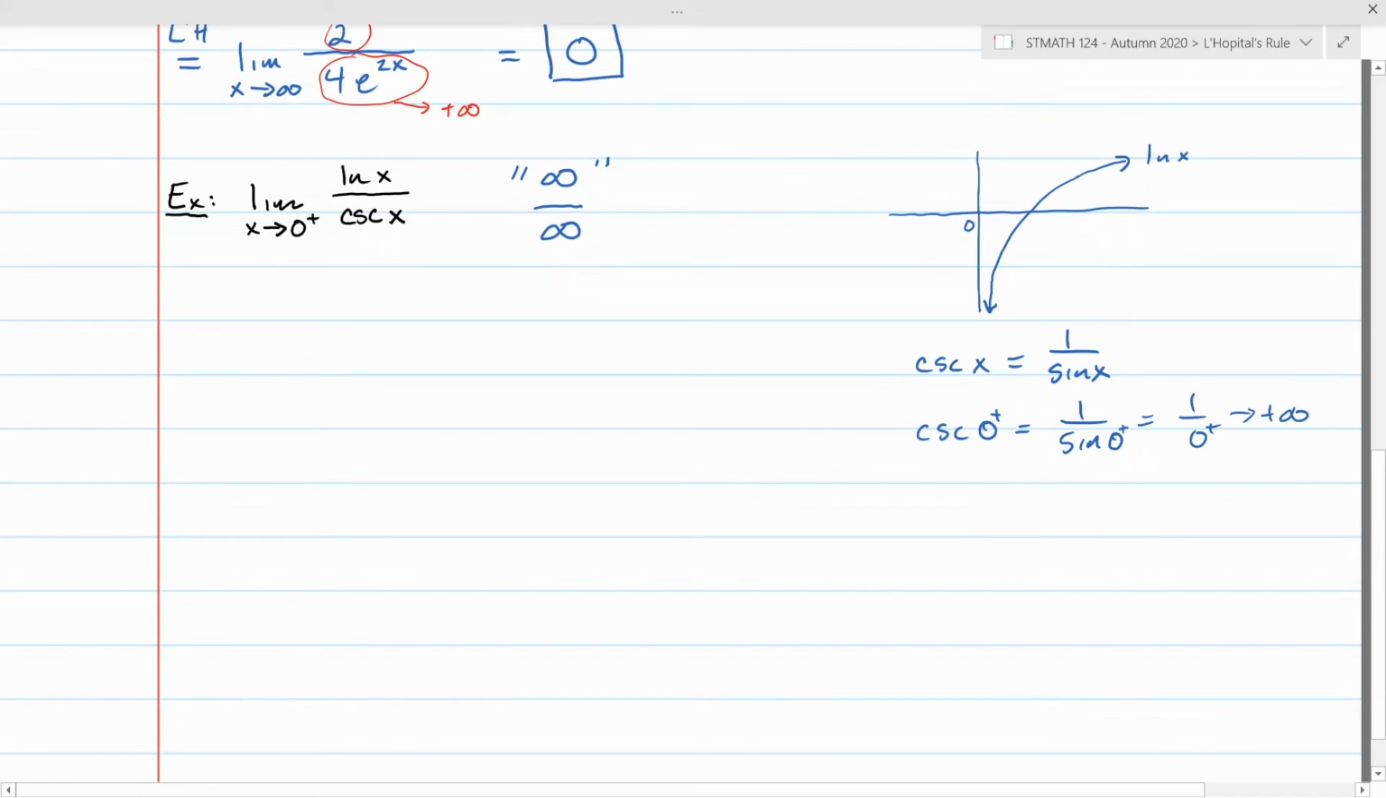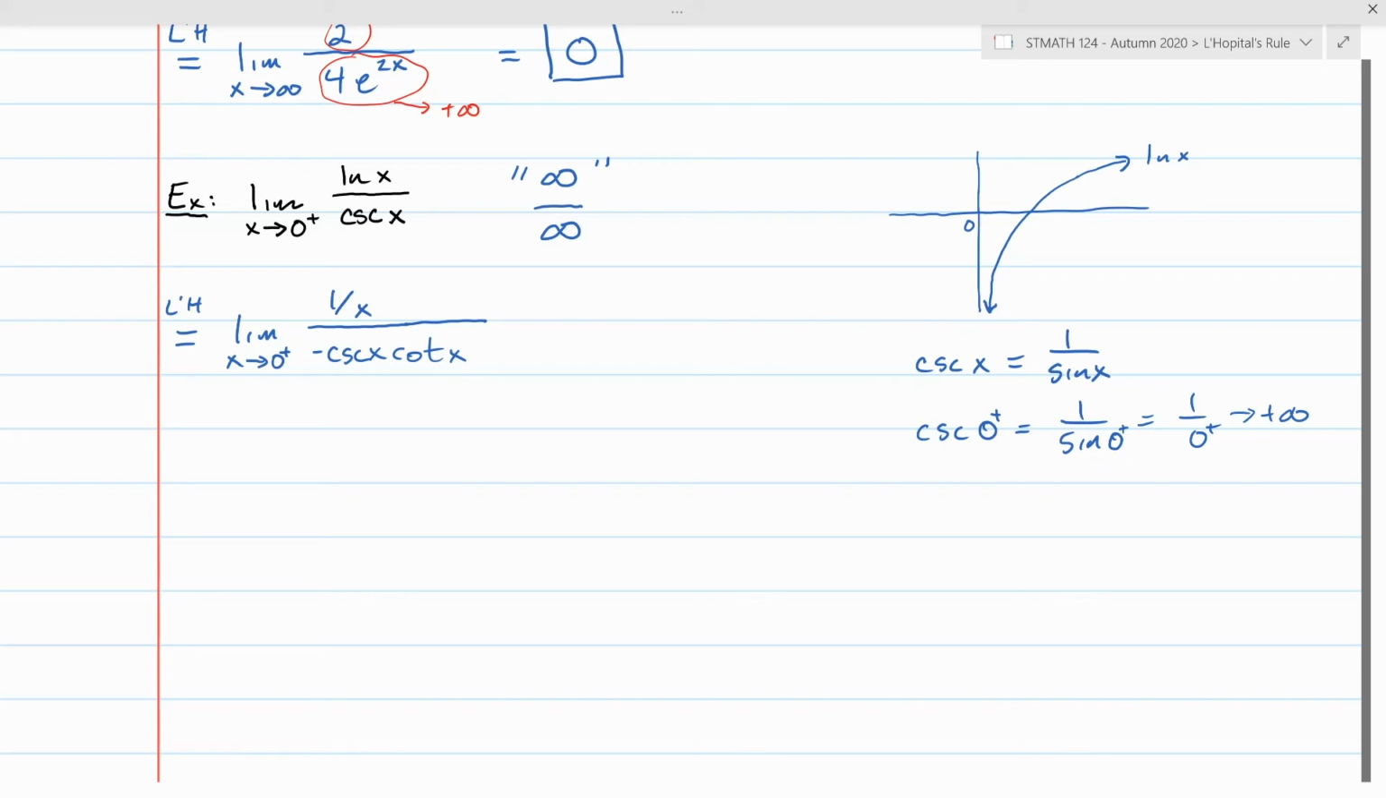In this example, L'Hopital's rule applies. We apply L'Hopital's rule here, and the derivative in the numerator is 1 over x, and then the derivative in the denominator, the derivative of cosecant is negative cosecant x cotangent x. At this point, usually after applying L'Hopital's rule, you want to think about, can I simplify this expression a bit, make it a little easier?